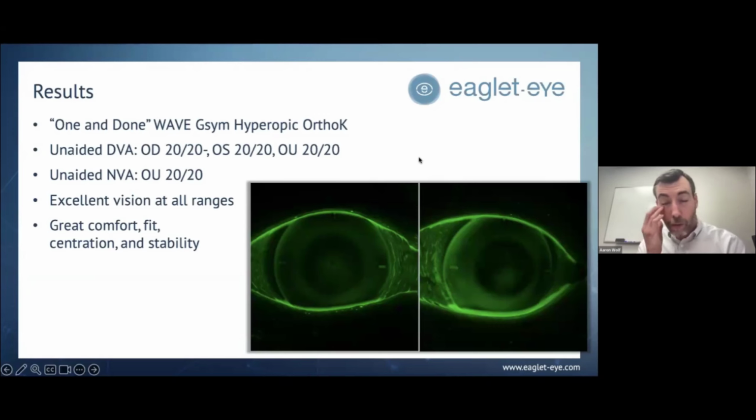This patient, one and done, meaning we didn't require any revisions. They had 20/20 vision at both distance and near. Very happy, very good stability. Really, again, only achievable, in my opinion, in this case, because we were able to get all of the corneal data that we needed, and it really took all the guessing out of it.